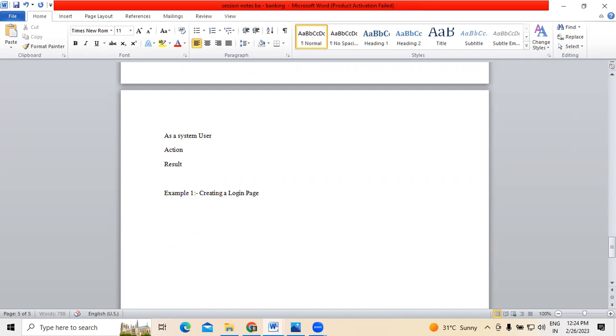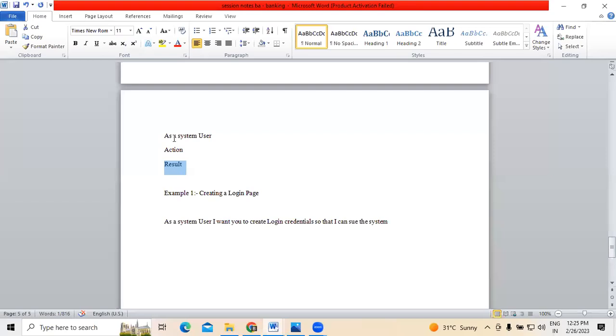Okay. Now the user story is as follows. As a system user, I want you to create login credentials so that I can use the system. Here, using the system is the result.